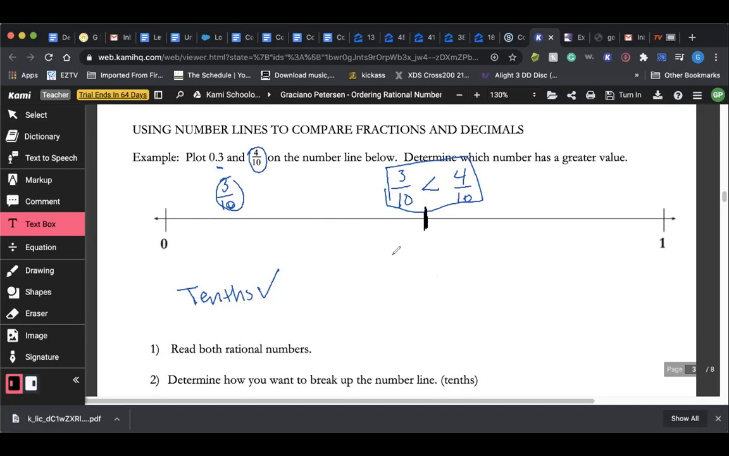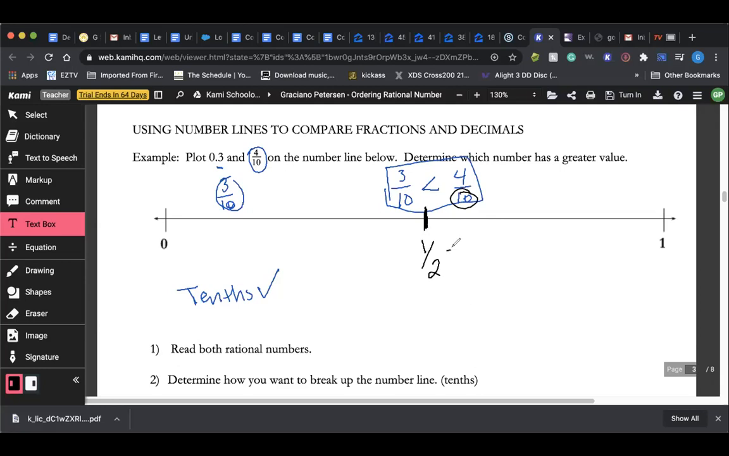What's in the middle of 0 and 1? What's half of 0 and 1? 0.5? I was trying not to say it. It's just a half, right? Yeah, half. So what's another way for me to write 1/2 if I'm thinking about tenths? 5/10.